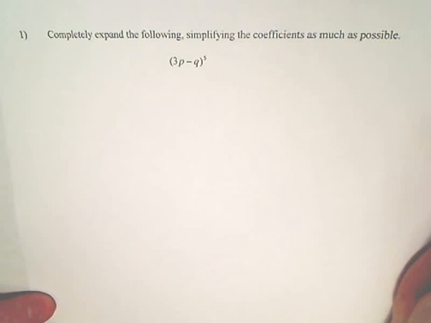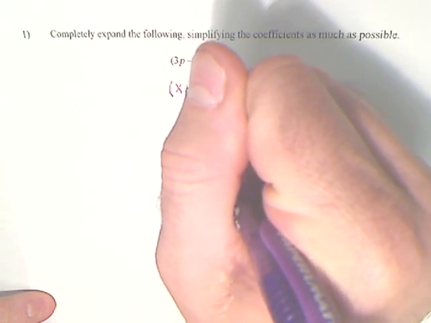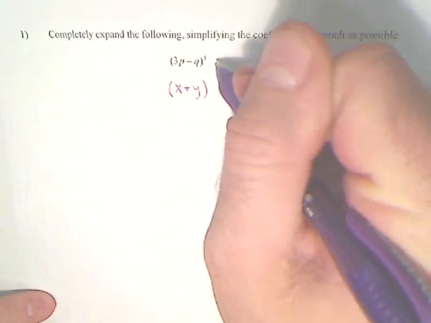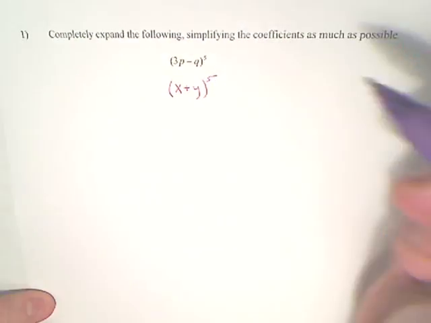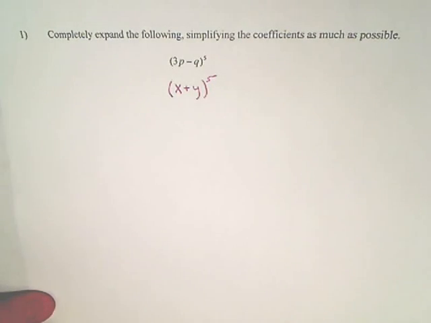When using the binomial formula, I always like to change the original problem to x plus y. Copy the exponent of the original problem, in this case it's a 5. And because I'm going to use an exponent that's relatively low, you can use Pascal's triangle for the coefficients.